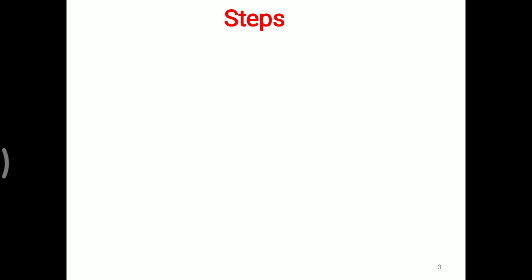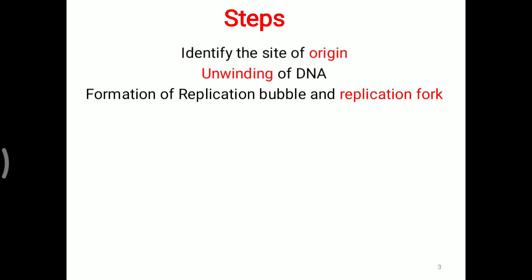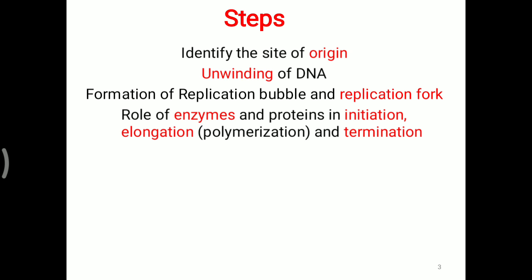So what are the basic steps of DNA replication? First, identify the site of origin, that is, from where the DNA replication starts. Then unwinding of the spiral helical structure of the DNA, that is, separating both strands of the DNA, and formation of the replication bubble and replication fork. When the two strands of DNA are separated, it creates a structure called a replication bubble or replication fork. After that, different enzymes are needed, so the role of enzymes and proteins in initiation, elongation and termination of replication.